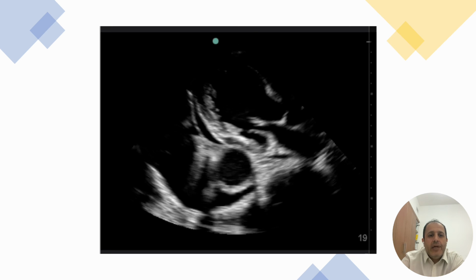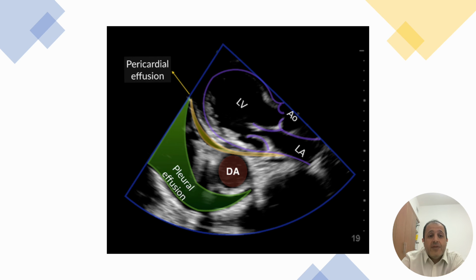It is the aorta, it is the heart, and here there is free fluid, and also here there is free fluid. This free fluid is posterior to the aorta, so it is not pericardial effusion, it is pleural effusion. But here it is just anterior to the aorta, and this one is pericardial effusion. So pericardial effusion should be anterior to the aorta, as you see here.